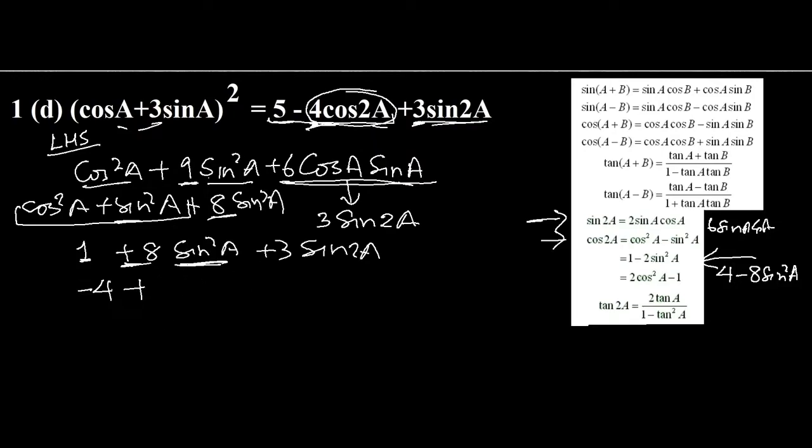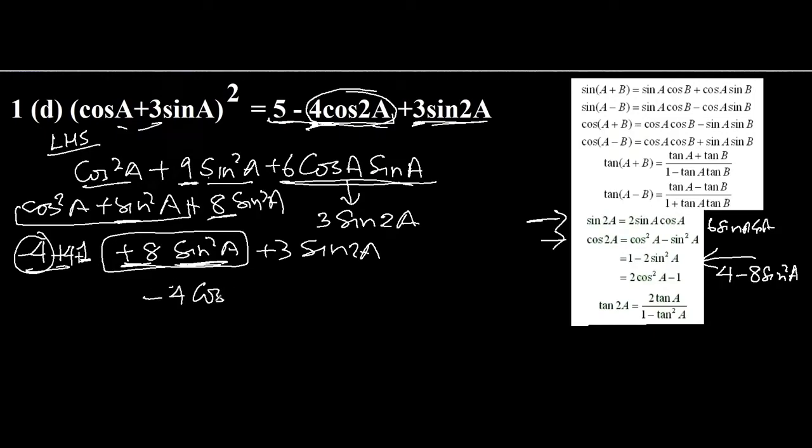So what do I do? I need to change something. So how about this? I write minus 4 here and plus 4 here in front. So minus 4 plus 4 is 0. Actually I added 0, right? So minus 4 and plus 8 sine square a will give us minus 4 cos 2a, that was our requirement, plus 3 sine 2a. It's already there. And what is 4 plus 1? 5. Voila. This is RHS. Got it.